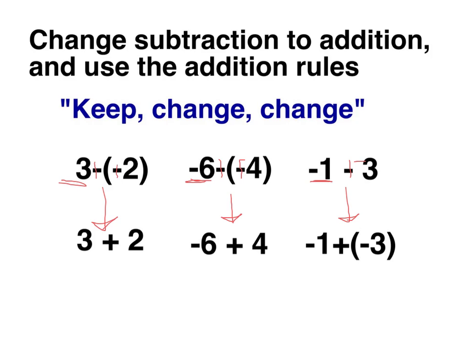And then we can use our addition rules. Positive plus positive gives us another positive, positive 5. Negative plus positive, they're opposite signs. I have more of the negatives, so I have negative 2 as my answer. And negative plus negative, the sign stays the same, so I'm going to end up with negative 4. If those 3 examples didn't make sense to you, go back and review those addition rules.